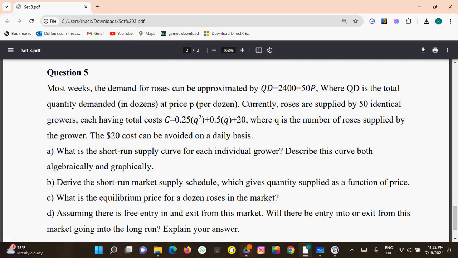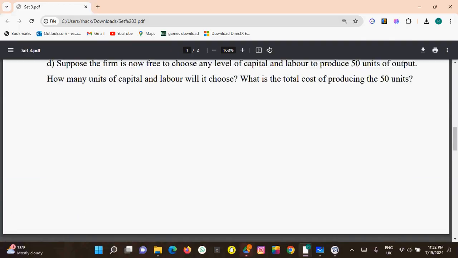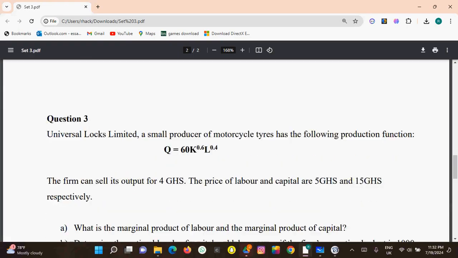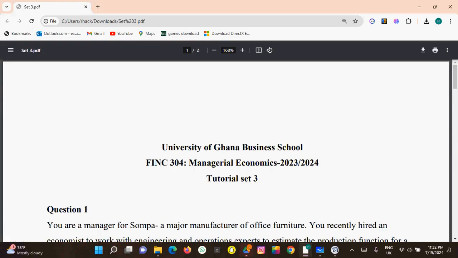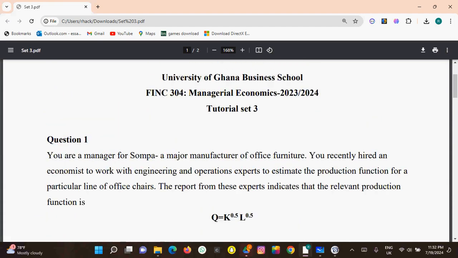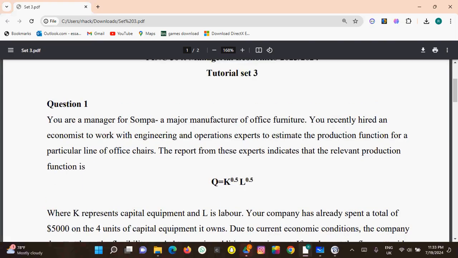Then we'll solve question 5. I know this video will be lengthy, but I think it will be worth it. So I have eliminated question 4 so that the lengthiness will reduce, because we've solved question 4 already. All right, so let's start.